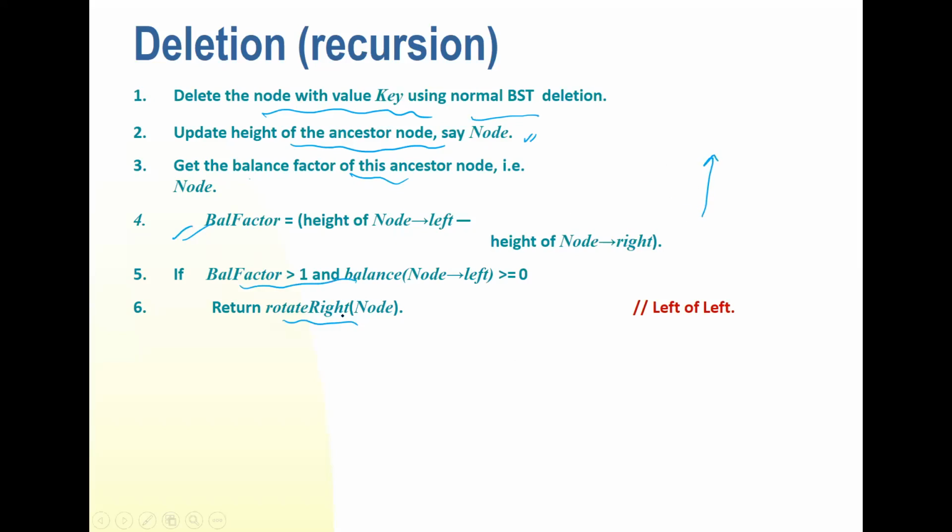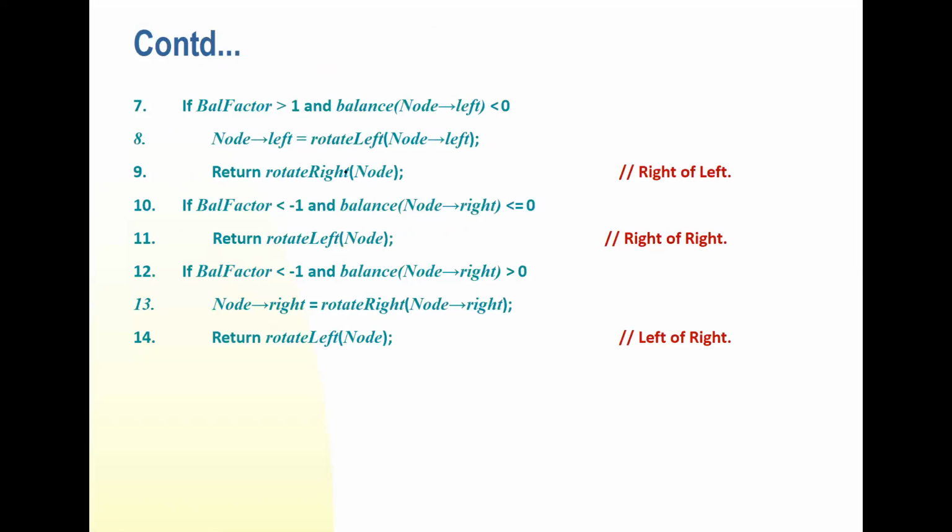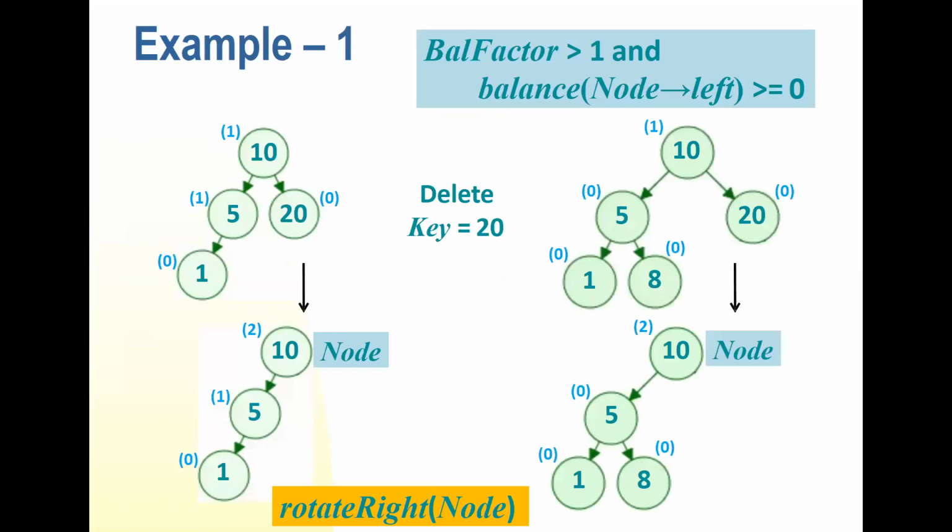One for rotation of right child: rotate right, rotate left, or rotate LR both. Rotate of left, rotate of right of right, left of right. Any of the four rotations can be possible. If you just want to scan it carefully, in this case, when balance factor is greater than 1 and balance factor of the node of left is greater than or equal to 0, first case can be this.